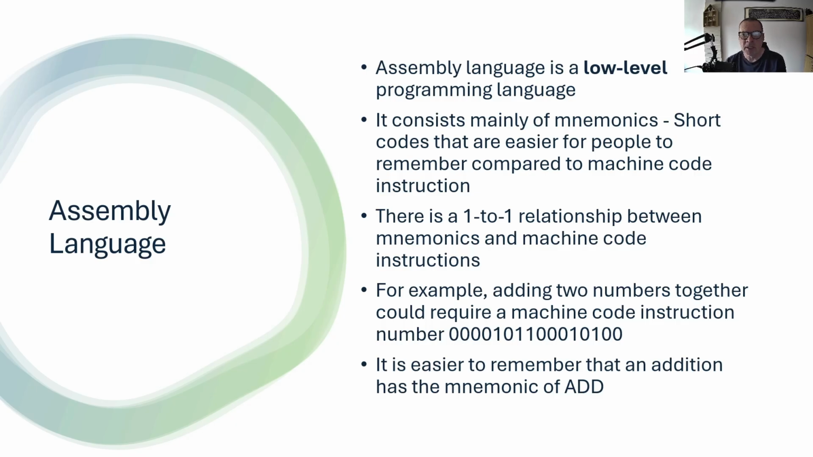So for example, if you are adding a number and the contents of the accumulator, you might have a machine code instruction like that. It looks like a longish binary number, a 16-bit binary number there. That's quite difficult to remember, so it's easier to remember a mnemonic like ADD instead. So assembly language basically just replaced machine code instructions with mnemonics.